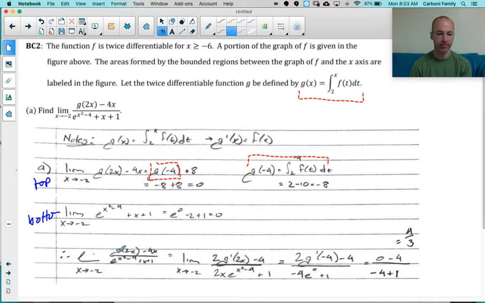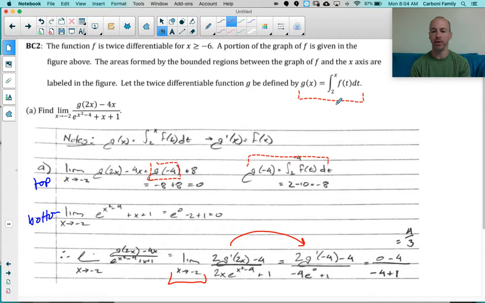So the derivative of g of 2x is g prime of 2x times 2. Derivative of 4x is 4. The derivative of e to the x squared minus 4 is 2x. You can see the derivatives. And then notice I did write the limit here, but I did not here, because from this step to this step, I'm actually evaluating the limit. I replaced the x's with a -2, and then we had to work that out, g prime.